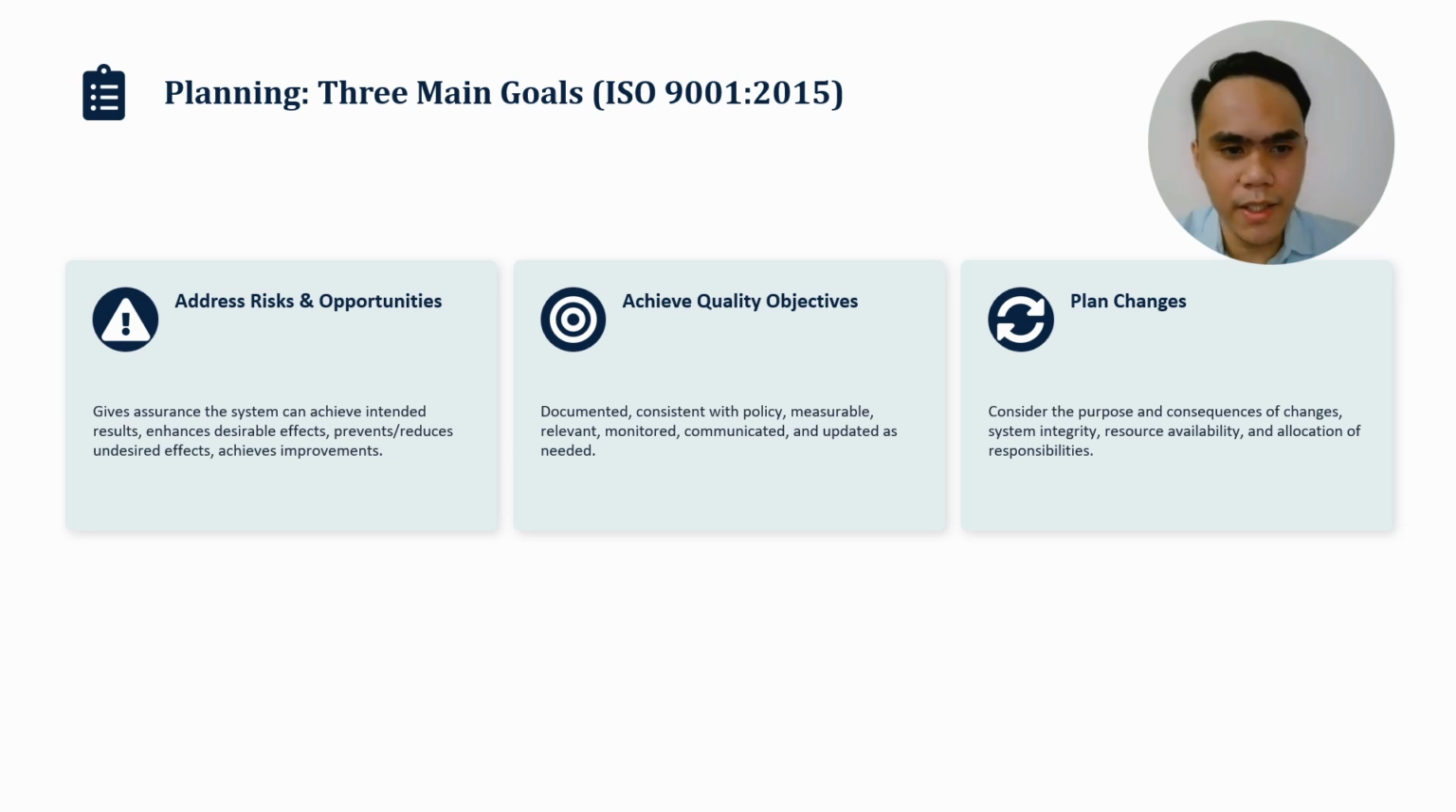Third is the planning changes. Organizations should plan for when changes will be required to the quality system, considering the purpose of the changes and their potential consequences, the integrity of the quality system, the availability of resources, and how responsibilities will be allocated. So these three goals, the risk and opportunity, the objectives and change, together form a planning function of the quality system. So let's go deeper in the next few slides and start with the risk and the opportunity.